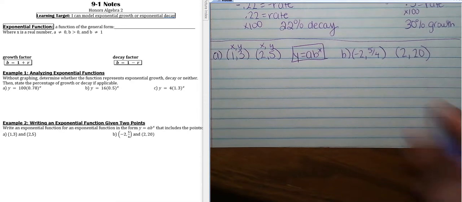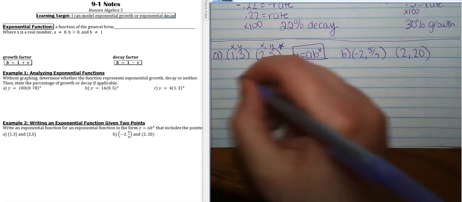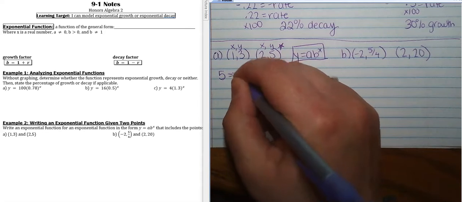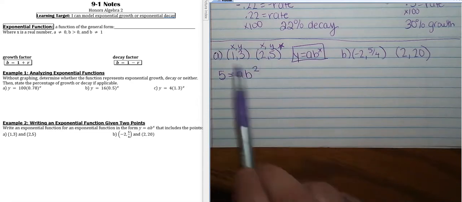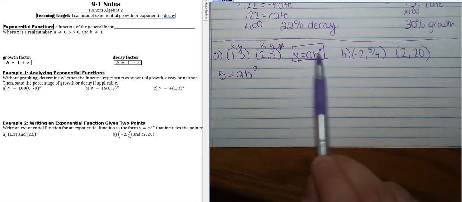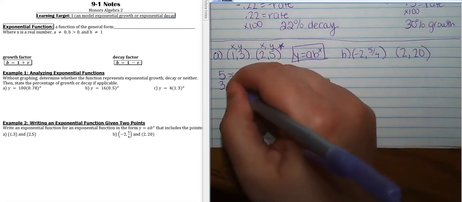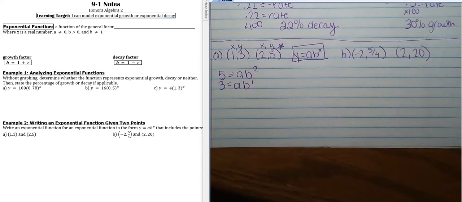What I would always recommend, start with the point that has the larger x value. So that's going to be the 2, 5 here. I'm going to plug this point into this y equals ab to the x. So I'm going to write 5 equals ab squared, because I know that y is 5 when x is 2. And then I'm literally going to repeat that, put that in for x and y. We're going to solve for a and b. So y is 3 when x is 1. Okay, so I have 2 equations, 2 unknowns, perfect.